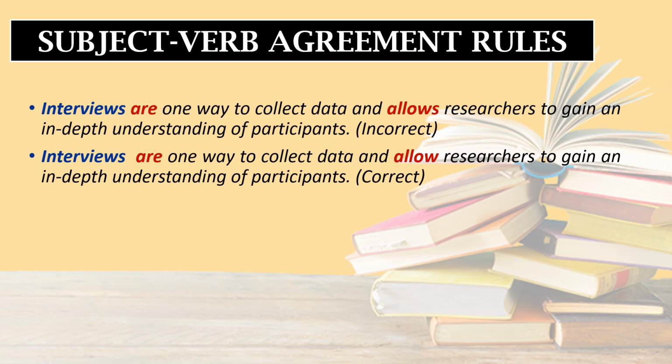Okay, here is another example. Interviews are one way to collect data and allows researchers to gain an in-depth understanding of participants. This is an incorrect sentence. Interviews here is a plural subject, therefore it must have a plural verb. So are here is a plural verb, it is correct. However, the next verb, which is allows, is not a plural verb. So instead of using allows, we use the plural form, which is allow. Interviews are one way to collect data and allow researchers to gain an in-depth understanding of participants.